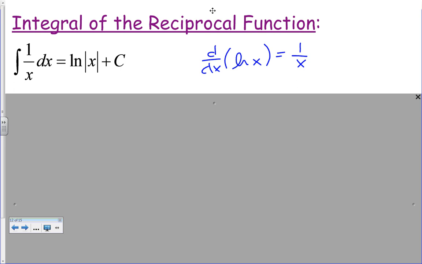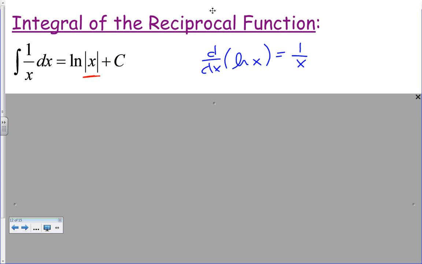So with that, we should be able to say the antiderivative of 1 over x is just natural log of x. But you'll notice there's a little extra piece here, this absolute value. We're going to see why that's the case in just a second. It comes down to the fact that the domains of these two functions are different.